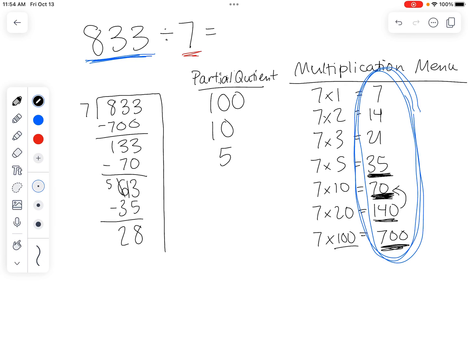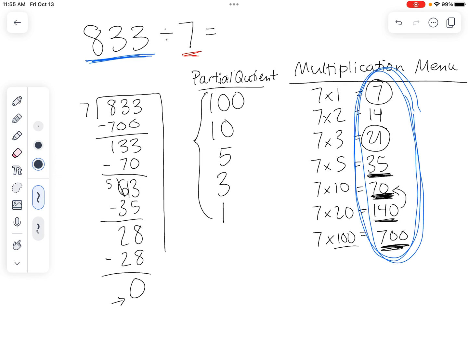Now I need to build 28 out of 7s. Off the top of my head, since I have some practice, I know that 28 is 7 times 4. So I could either write 4 as my last partial quotient, or if I didn't know that fact, I could look at my multiplication menu and do 21 and 7. So that would be 3 groups of 7 and then 1 more group of 7. Now I have nothing left to build. I have built the whole number 833 out of these groups of 7, my partial quotients.